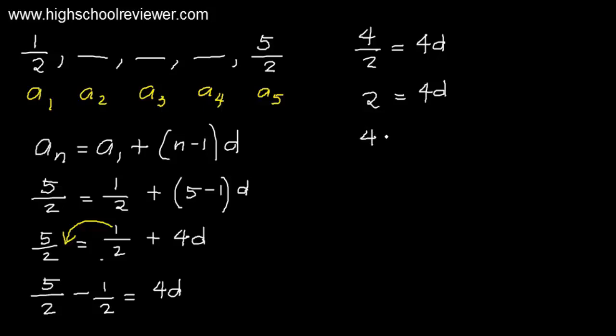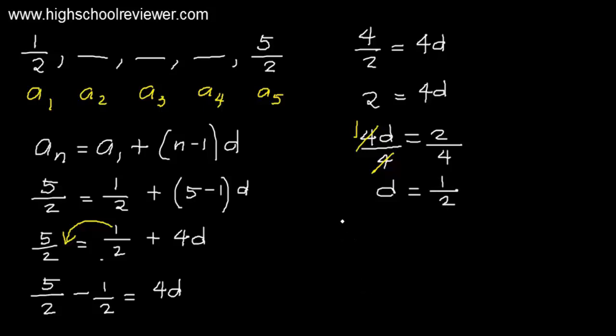So we can rearrange this. 4d equals 2. Now to find d, we need to cancel out 4. So to cancel out 4, divide both sides of the equation by 4. 4 divided by 4 is equal to 1, so we can cancel this out. So our d here will be equal to 2/4. We can still simplify this as 1/2. So our d is 1/2.